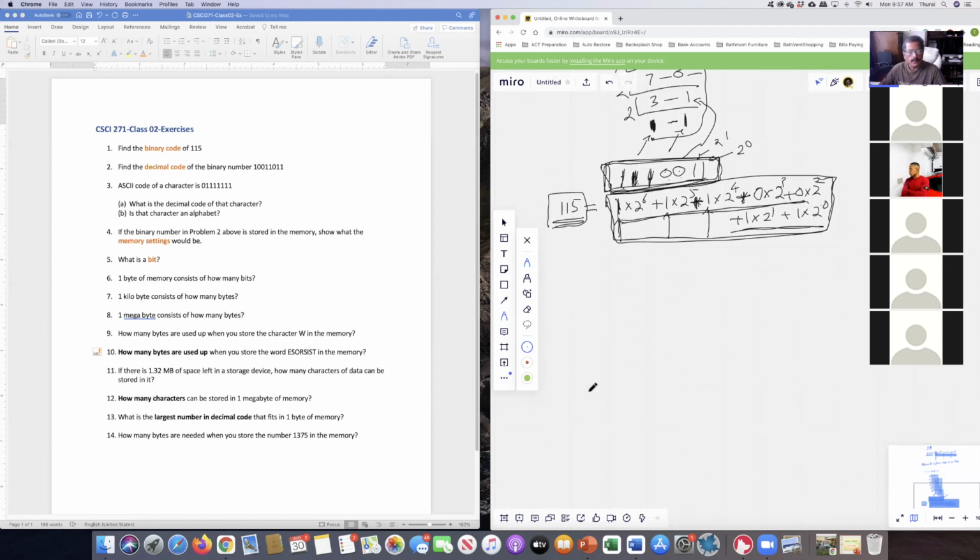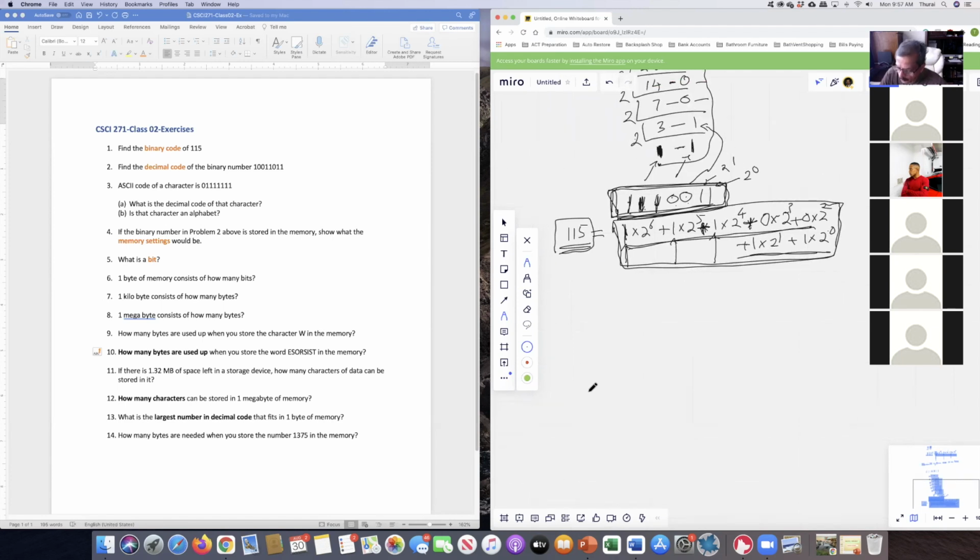So the second question, number 2, says, find the decimal code of the binary number. I just explained a minute ago how to do that. If I give you this binary number and ask you to find the decimal equivalent, you have to write this expression and simplify it. That'll give you the 115. So 115 is the decimal code. That's how you do it. So go ahead, do number 2 and tell me the answer.